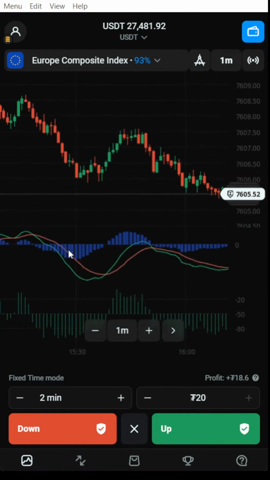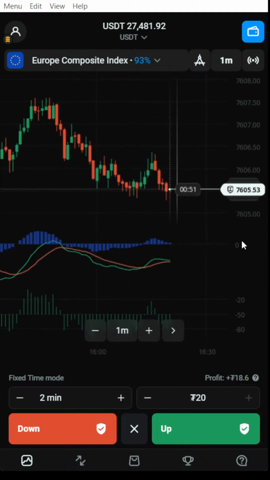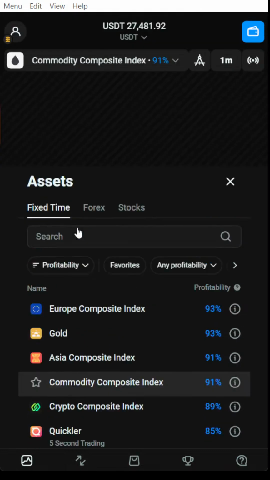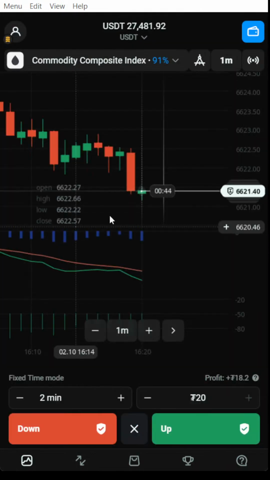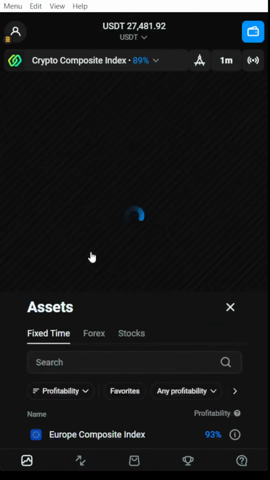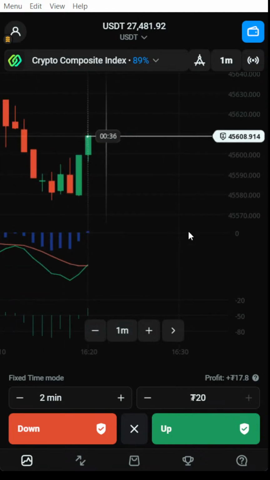If the two lines, green and red, or the histogram, are just near the horizontal line, or there is not too much gap between the red and green lines, that means the signal is dicey, better to avoid trading at that time. So this is the MACD. I opened just a single trade in front of you. However, I am going to open some more trades.